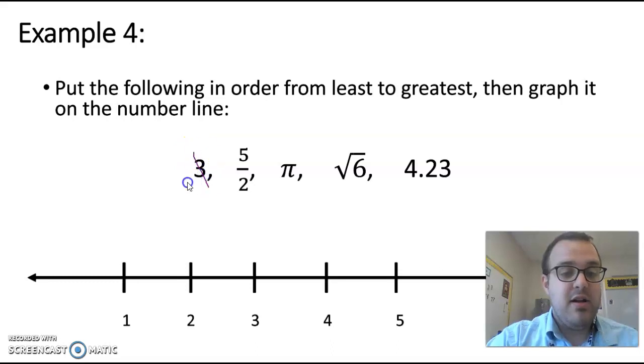3, that's an easy one. That's an integer. Put that right there. Okay, that one doesn't take much effort to do, so that one is 3. Next one, we have 5 halves.